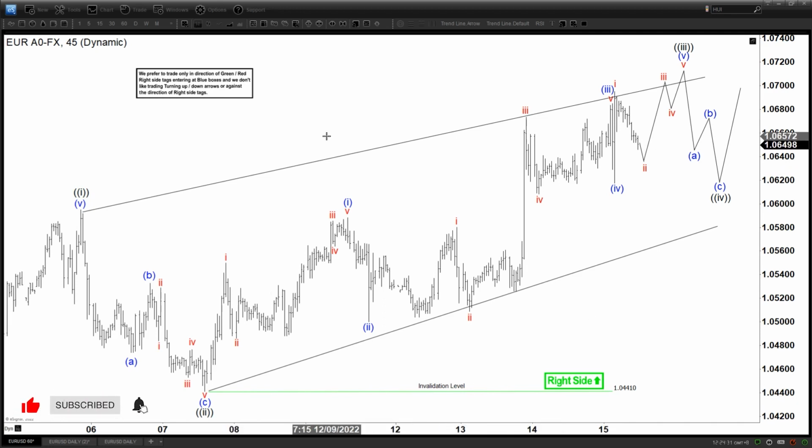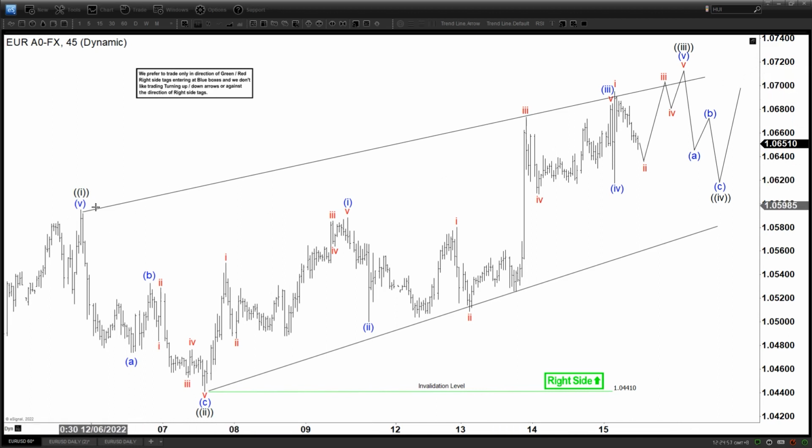Today we are going to be looking at the chart of the euro. This is a 45 minutes chart here. Now we can see we are in the form of some kind of a diagonal here, right? We have ended 1 here, 2, now looking for 3, and then from there we can get 4, and then one more push higher 5.